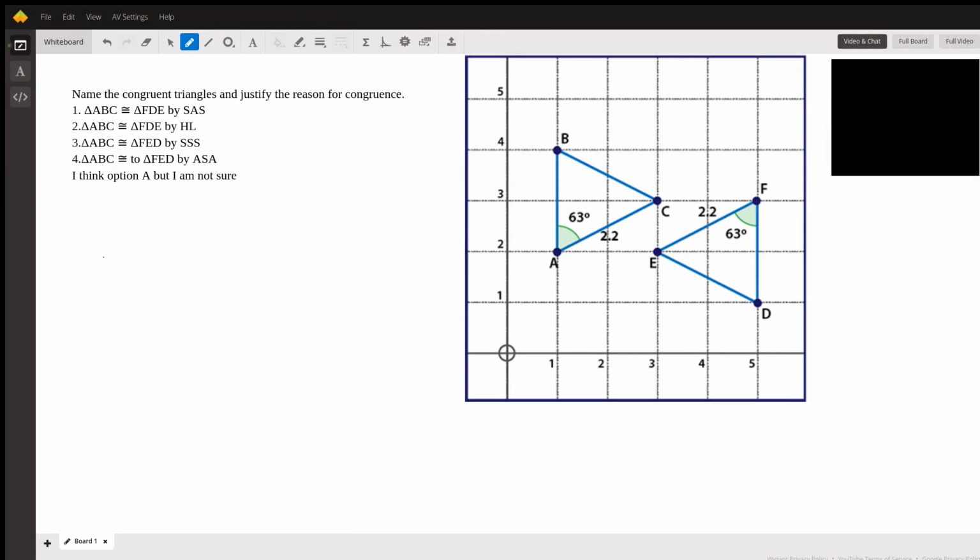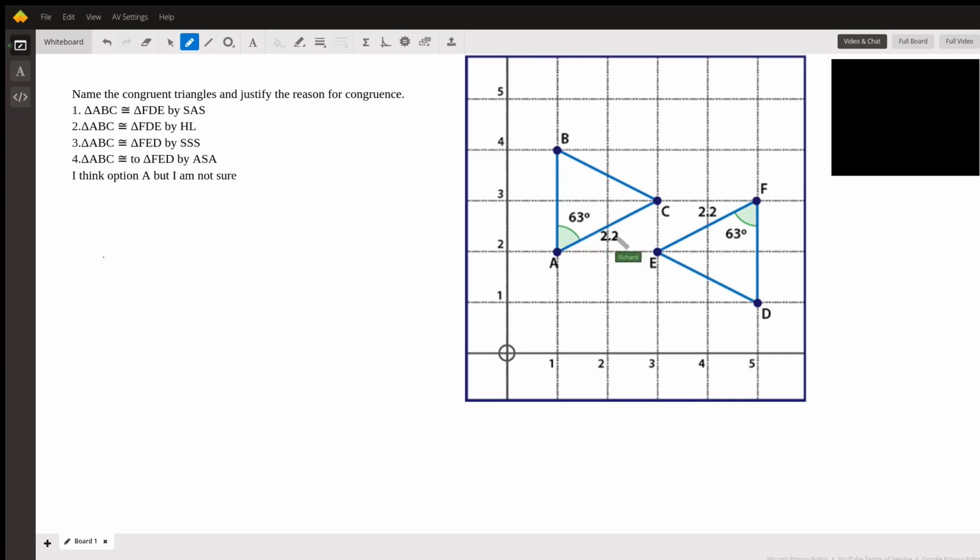This student obviously is taking geometry, and he's got four of the five ways of proving triangles are congruent here. Okay, so let's just take a look.